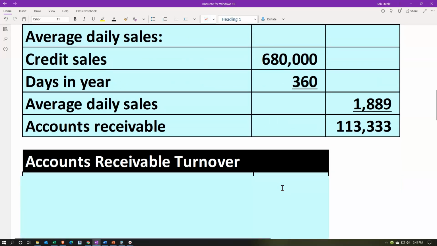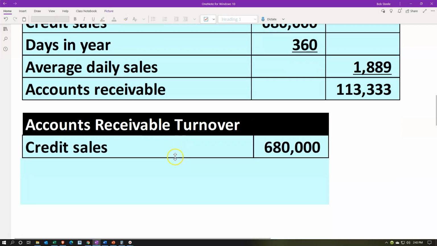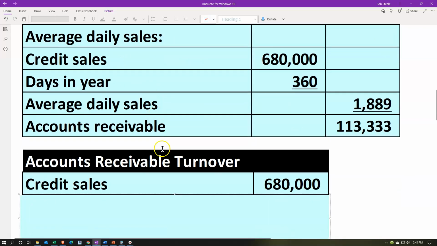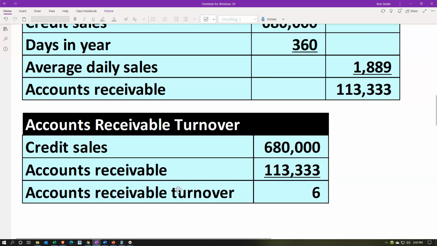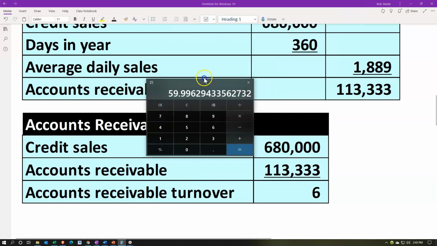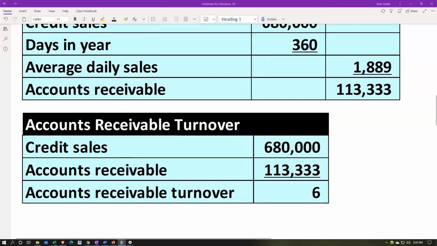Now, once we have that, we can then figure out our accounts receivable turnover, to see how efficiently we're turning over the receivables. So we're going to take the credit sales. That calculation is the credit sales of the 680,000 given to us here. That's how many credit sales we have. We're going to divide by the accounts receivable, which is going to be the 113,333. Again, notice there's rounding involved here, and we get about 6. So 680,000 divided by about 113,333 gives us about 6. So that's going to be our starting point.